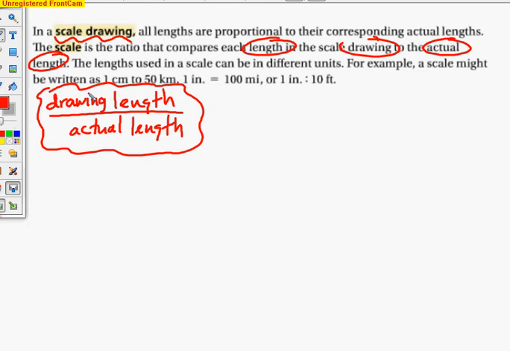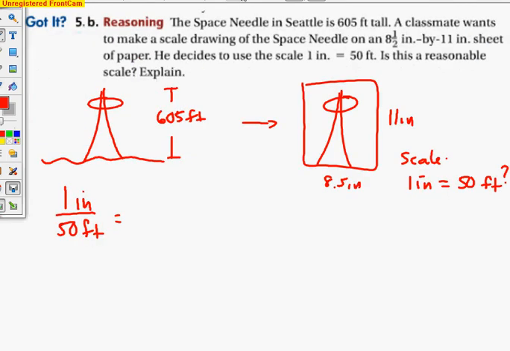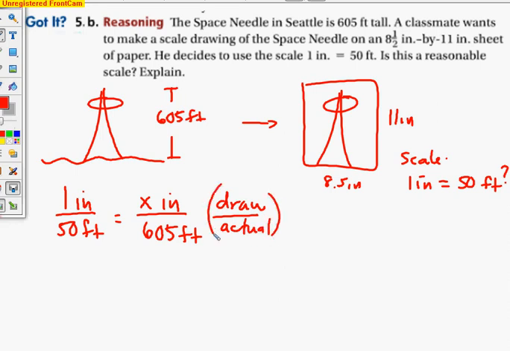So over here, in the drawing, we're thinking 1 inch is going to equal 50 feet in actuality. So I don't know what the scale drawing length is going to be. That's my unknown. And I do know that the actual height is 605 feet. So again, what I'm doing is the drawing to the actual. So I'll cross multiply. 50x equals 605, and I'll divide by 50. And this will give me what my drawing length is going to be. 605 divided by 50, I got 12.1.